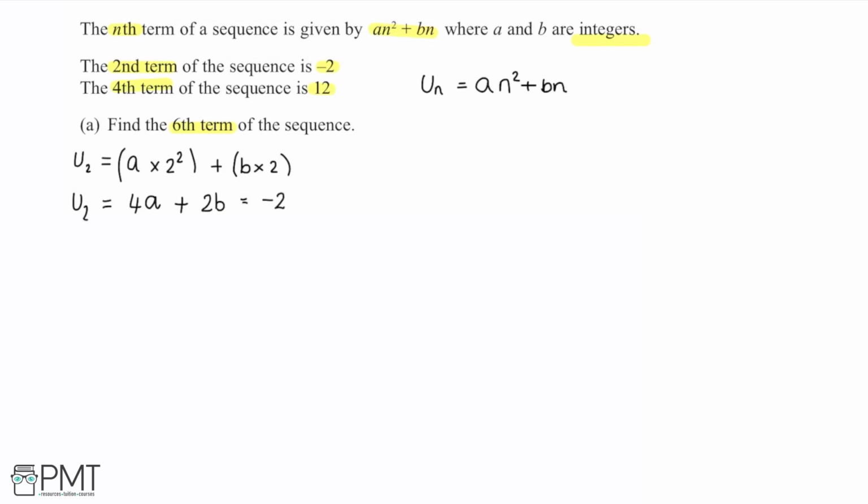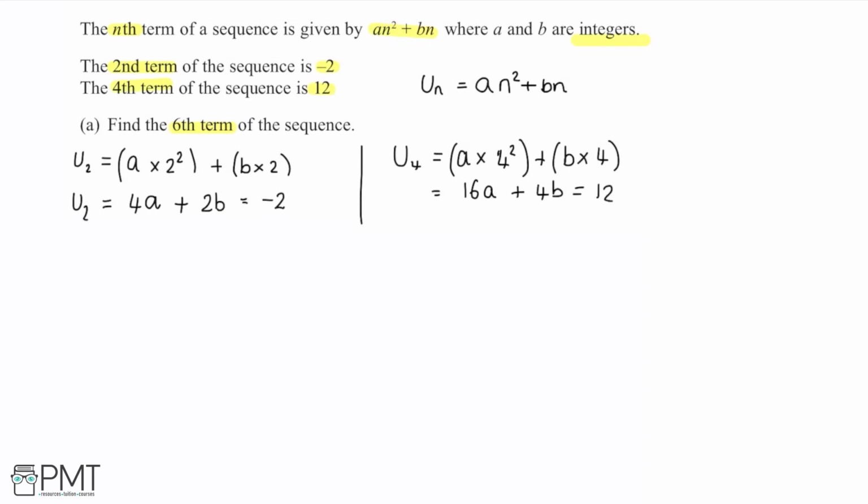And then we can do the same over here with u4 is equal to a multiplied by n squared, which in this case n is 4, so a times 4 squared, plus b times n, which is 4, so b times 4. So that's going to be 4 squared, which is 16 times a, plus 4b, and this time u4 is equal to 12.